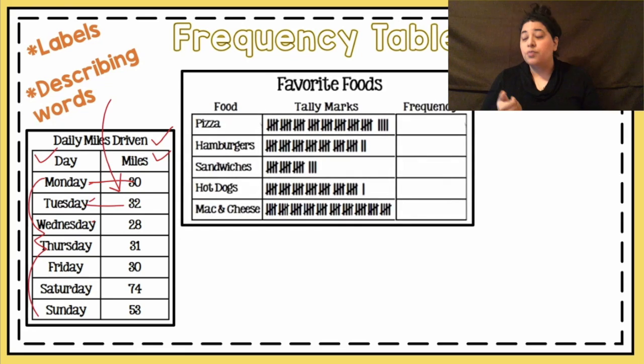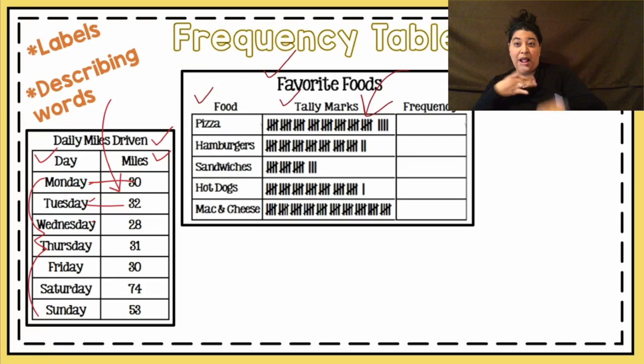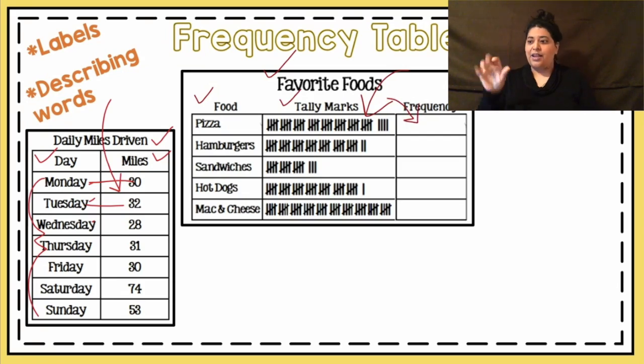Another type of frequency table is a frequency table with tallies. So as you can see this one, the title is Favorite Foods. Here is a list of your food in this column. You have tally marks and you have the frequency. So on this table, you would read the tally mark and then put the frequency in the frequency box. So the number of students who liked pizza was 44, and you list your frequency in the box.